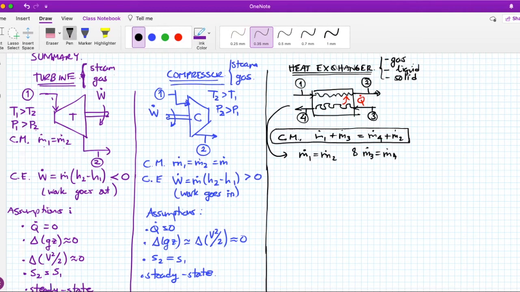There are other types of heat exchangers. I'm going to put them here. I will not analyze them because they are not very common, but you can say this. Maybe 1 is going in, maybe 2 is going in, and then 3 is going out. And with that, the conservation of mass of this guy is going to be m1 plus m2 going in equals the things that are going out, which is just m3.